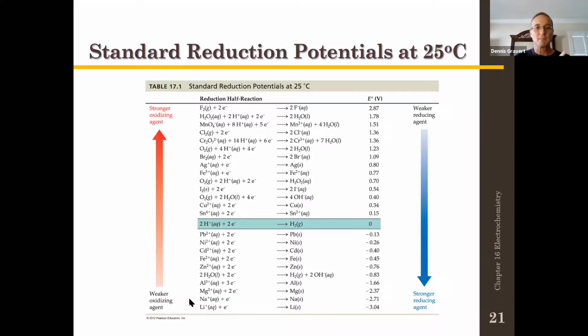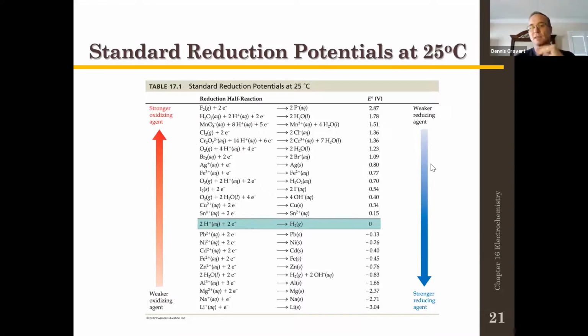So looking at molecules on this side, like nickel 2+, how good an oxidizing agent? Can you oxidize tin 4+? No, tin 4+ is a stronger oxidizing agent. That's how the table works. So the higher up here, the stronger the oxidizing agent.